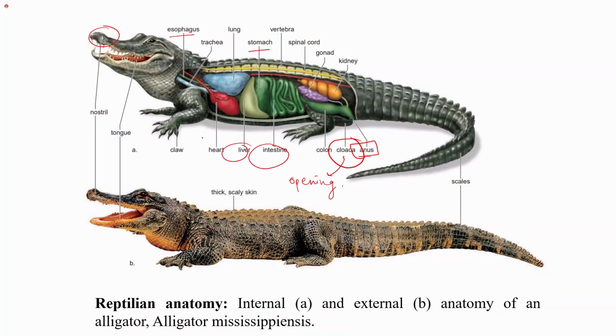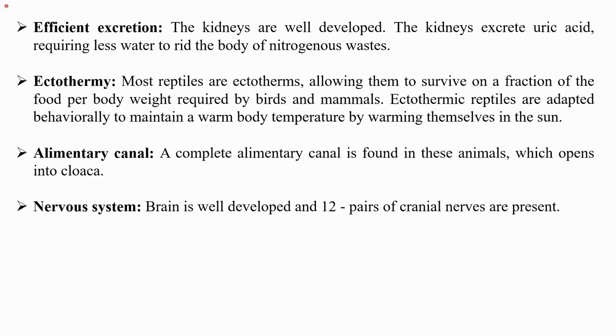Right? They have liver, they have intestine, so they have a well-developed alimentary canal. They have a well-developed respiratory system. They have claws, as I mentioned, that have nails also. So you can see here that they have nails. They have 5 toes, and these initial limbs are known as the forelimbs, and these limbs are known as the hind limbs. Also, you can clearly see the scales which are present on the surface of the body. So this is the anatomy of an alligator mississippiensis.